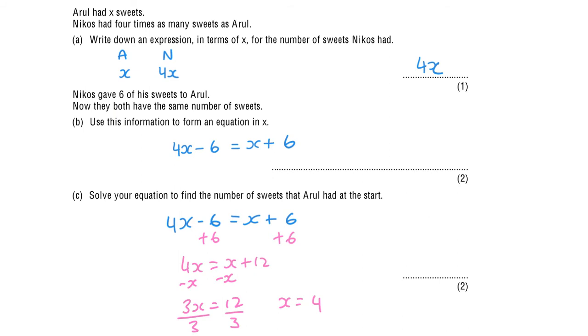Okay? Now we can double check we're right. If Arul had 4 sweets and Nikos had 4 times 4, which is 16. If I took away 6 sweets, I was left with 10. And if I gave him 6 sweets, yeah, I had 10. So then they both had 10, so that is correct. So you can change things round. Some people aren't comfortable with writing x, but if you think 4 sweets, you could just literally write the sweets. That's all we're doing, is we're representing our bag of sweets as x.